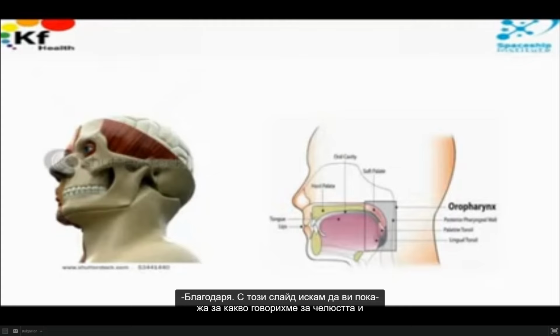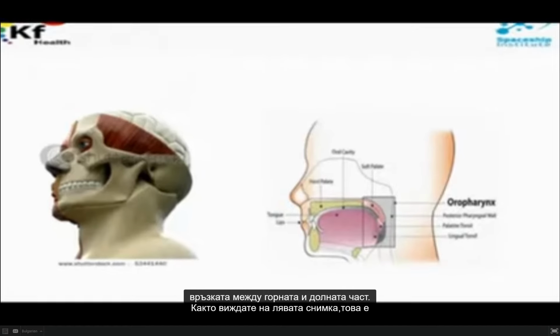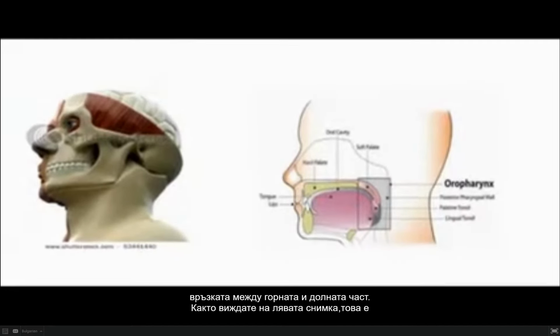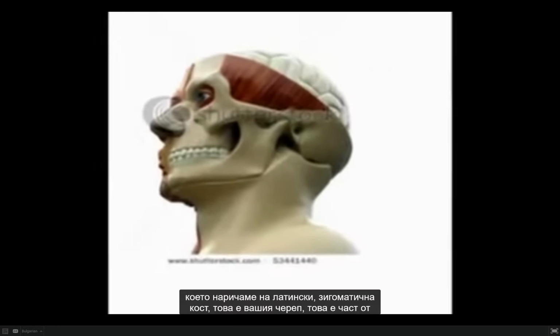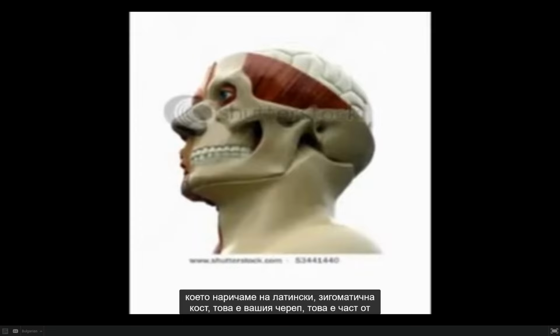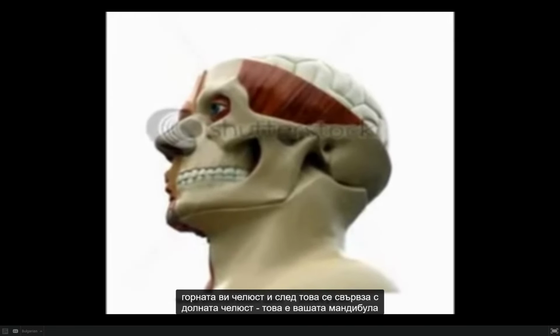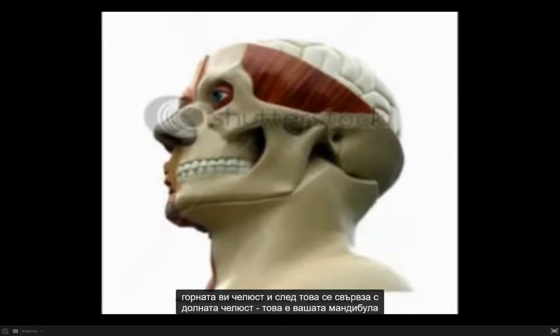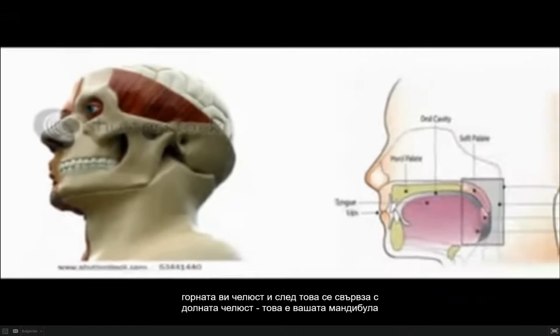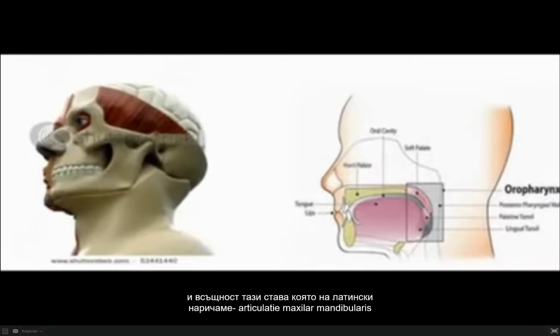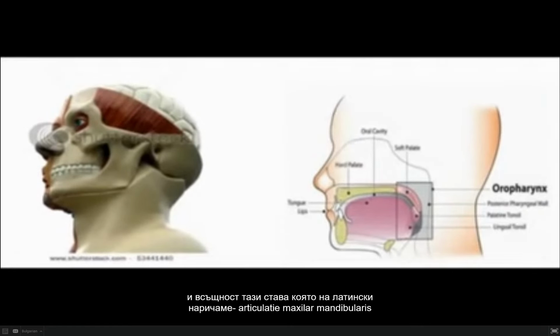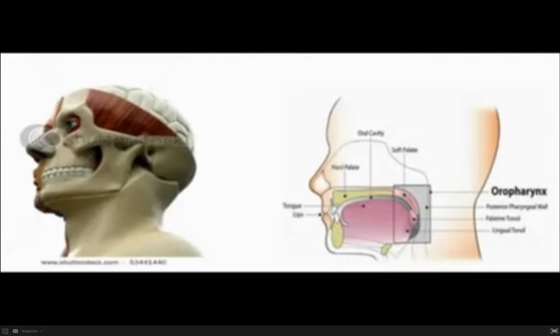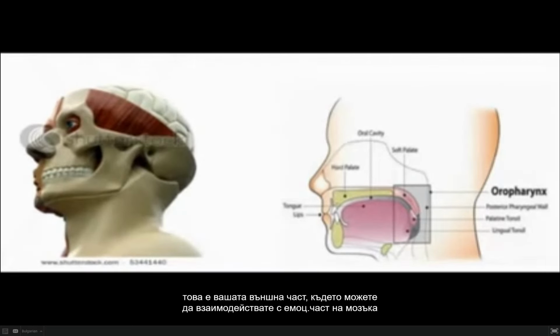Okay, thank you. With this slide, I want to show you what we speak about: the joint and the conjunction between upper and lower, as you see in the left picture. What we call in Latin the zygomatic bone is part of your skull. This is part of your upper joint, and then it connects with the lower joint. This is your mandibula.